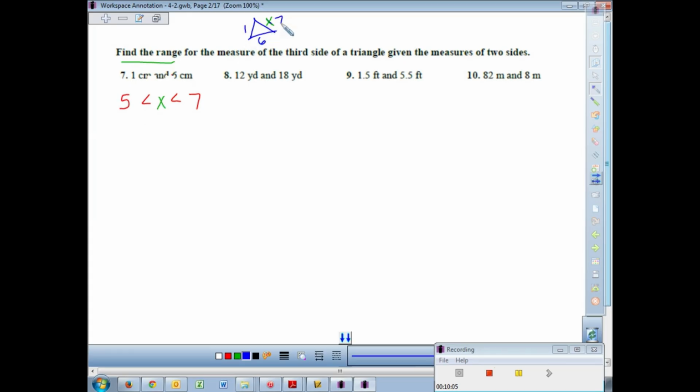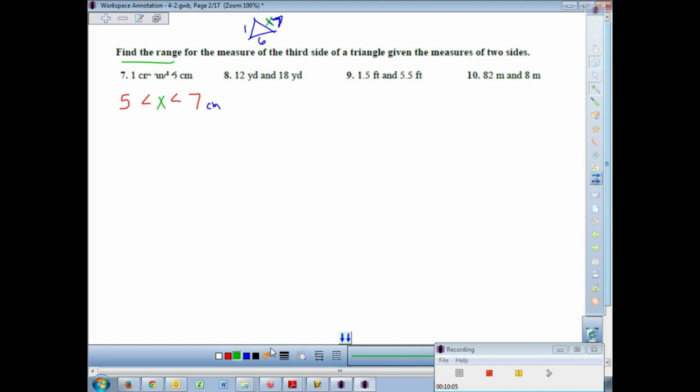If I put a 7 right there, aren't the two smallest sides 1 and 6? Add them together, is it greater than that guy? So do you put an equal to bar with this one? So what's the range of numbers? Those numbers got to be greater than 5, but at the same time less than 7, and we'll put a label on it. What's the label that we had with this? Centimeters.